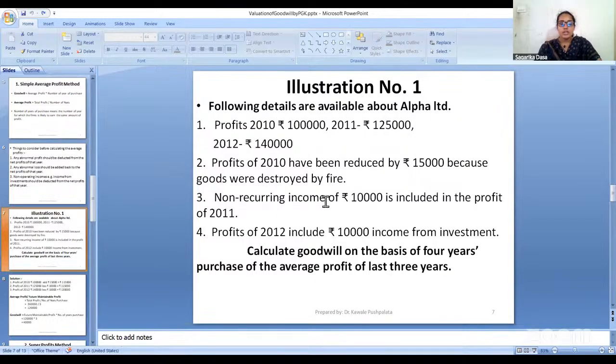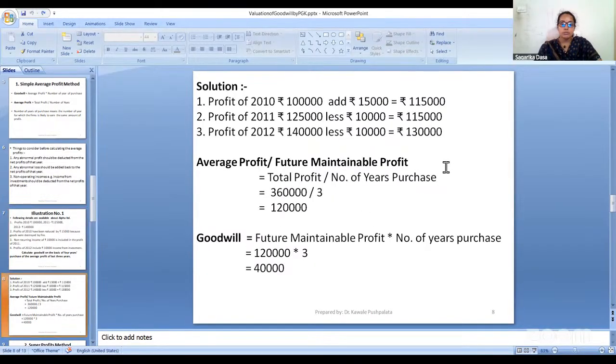This is non-recurring income, so we are deducting it. Income from investments, so this also we deduct. So the total profit is 1 lakh 15,000 plus 1 lakh 15,000 plus 1 lakh 30,000, which comes to 3 lakh 60,000, divided by 3 years, since 3 years of profit are given. That is 1 lakh 20,000. Goodwill is equal to 1 lakh 20,000 into years of purchase.